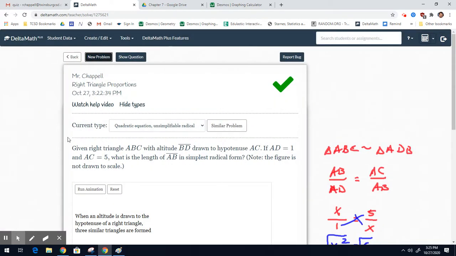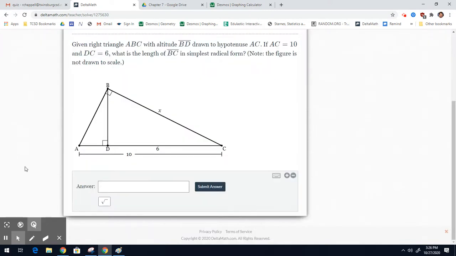Okay. All right, last one here. So same kind of problem. And again, I want to know what the length of BC is in simplest radical form. Okay, so I see that 10 is being used along that bottom hypotenuse of the big large triangle. So we know we have to use that triangle.